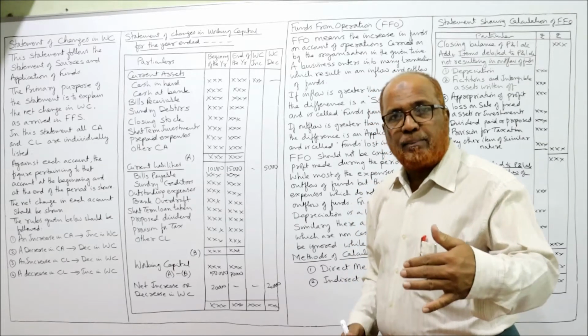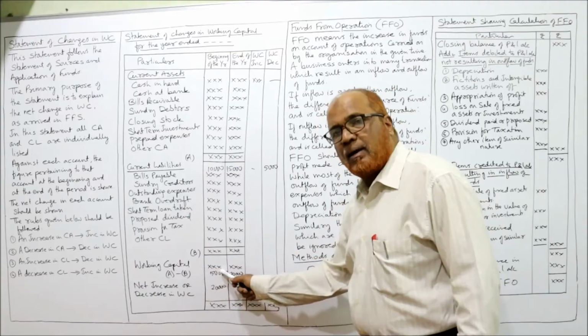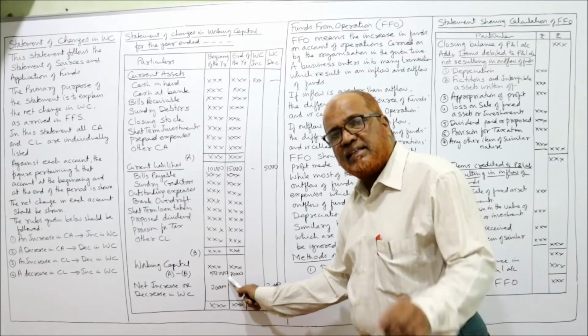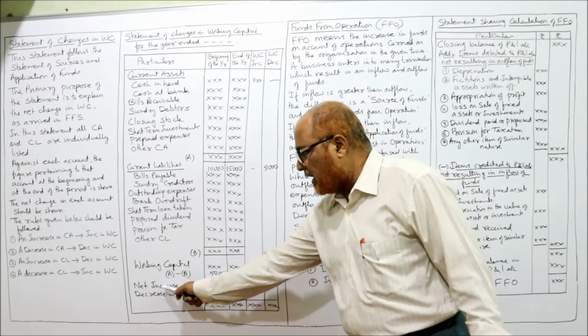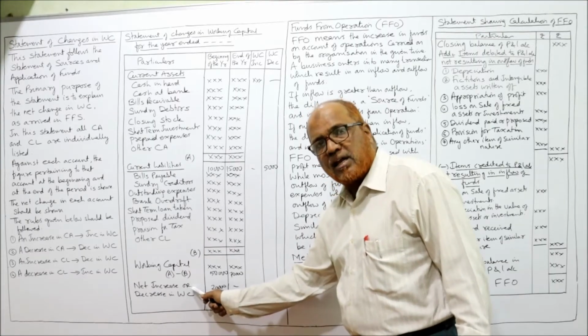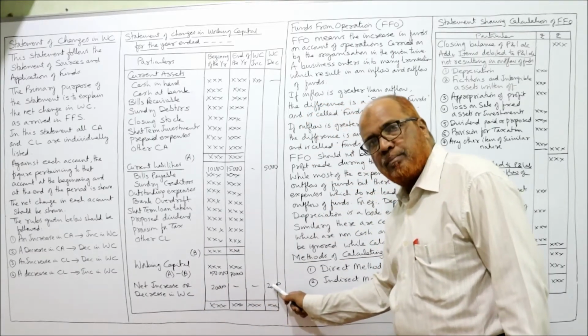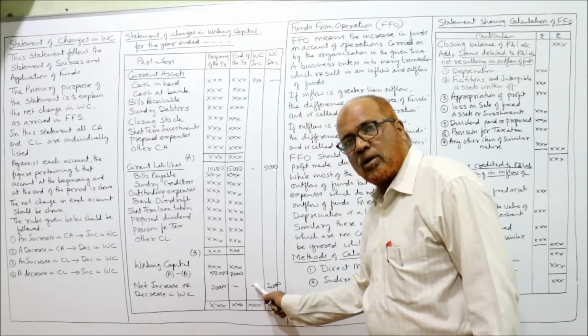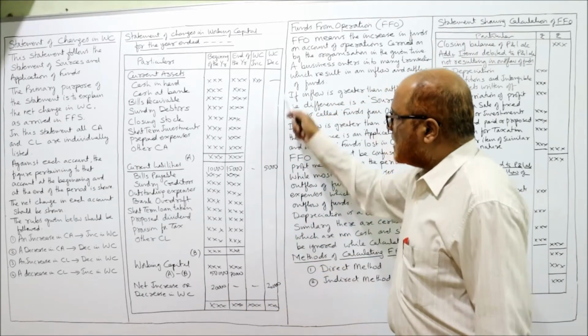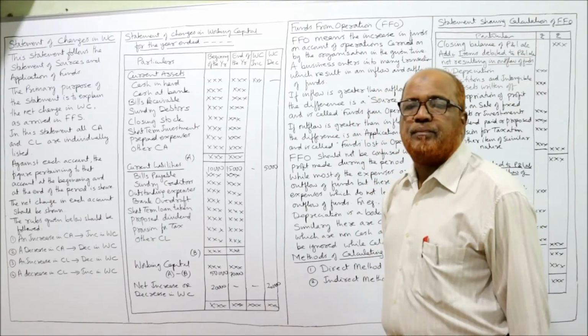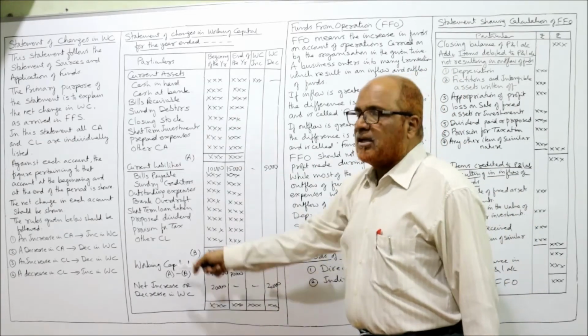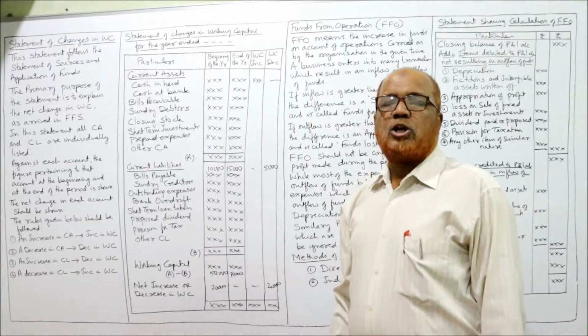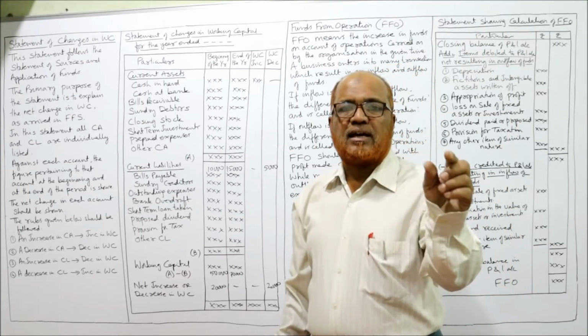So I have taken the example. After finding out the working capital, compare it whether there is increase or decrease. Here we have increase, so increase amount should be taken in decrease column. If there is decrease, the amount should be taken in increase column. Then take the total of increase and total of decrease. It must be equal. That's it. This statement is called statement of changes in working capital.